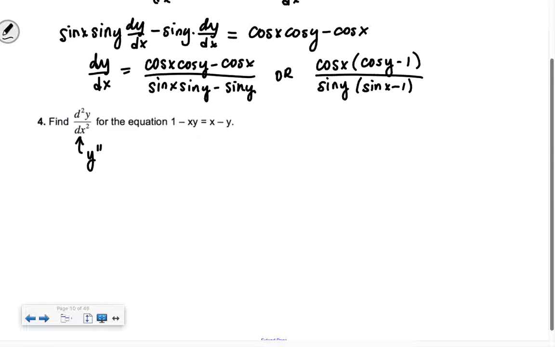All right, so there are a couple things you guys could do here. I'm going to go ahead and I'm just going to take the derivative implicitly. So the derivative implicitly is going to be 0. So the derivative of 1 is 0. And then I have negative x times y. So when I do negative x times y, I'm going to have first is negative x, derivative of the y is dy over dx, plus derivative of the first is negative 1 times y. Equals the derivative of x minus y is going to be 1 minus dy over dx.